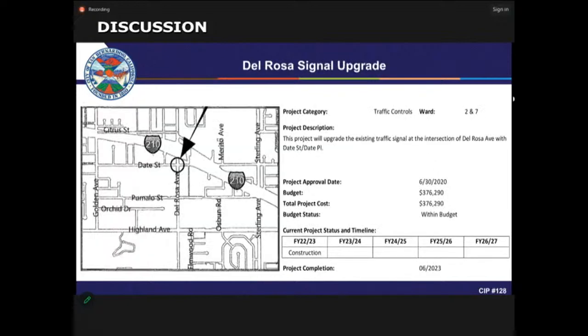The same at this location. If you recall this location at the Rosa and Date, which is south of the 210 freeway. Again, the project is almost completed, and we are within budget on this project.